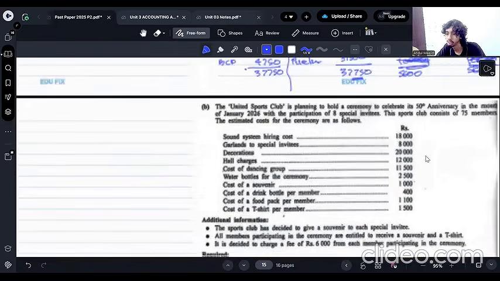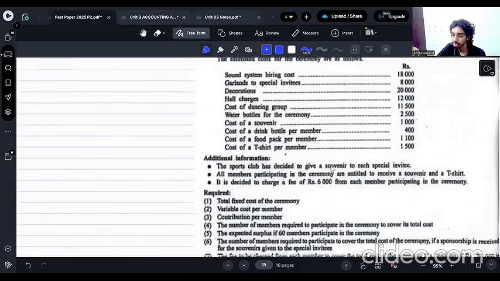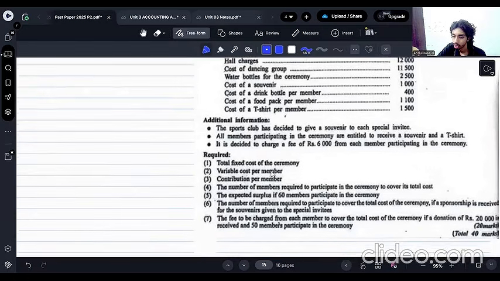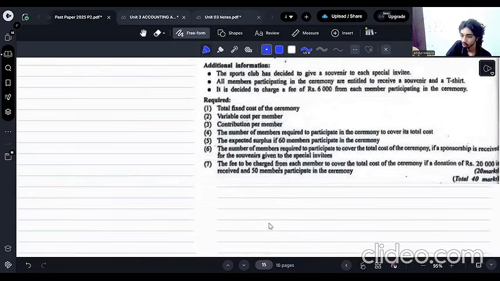marginal costing question. The United Sports Club is planning to hold a ceremony to celebrate its 50th anniversary in the month of January 2026 with the participation of 8 special invitees. This sports club consists of 75 members. Estimated cost for the following ceremony are as follows. Now they have given some additional information. First requirement is to find the total fixed cost.